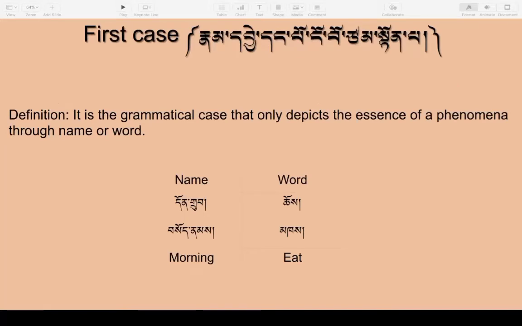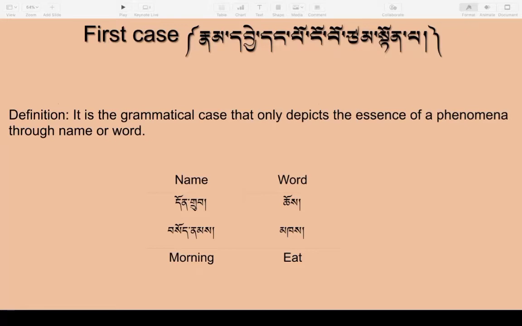The one we're tackling today is the first case, or the first grammatical case, known as namye tangbo. Namye means grammatical case, tangbo means first. So the first grammatical case is known as ngo zamdemba. So what does ngo zamdemba mean? Ngo means nature, zam means only, demba means depict.